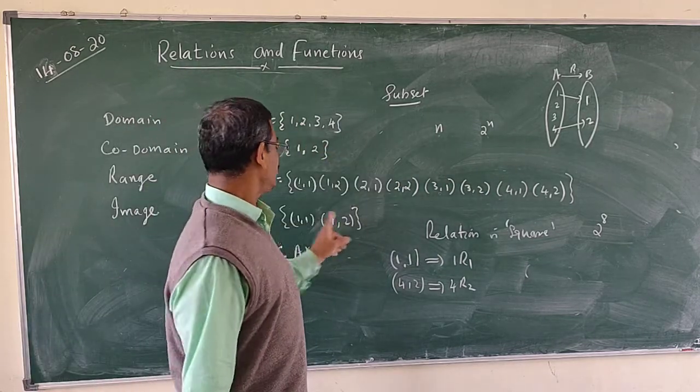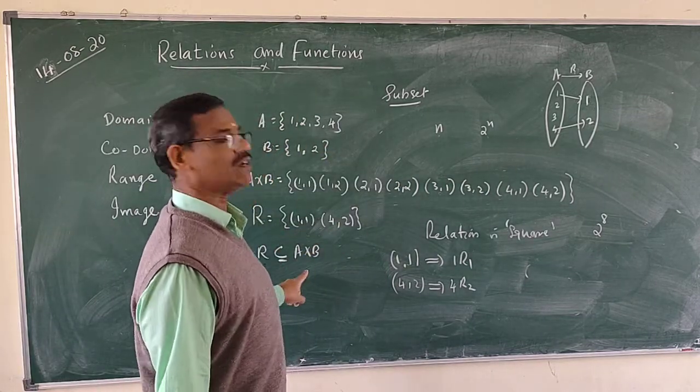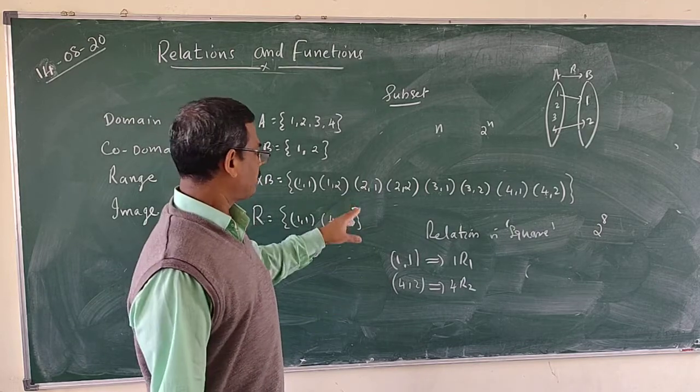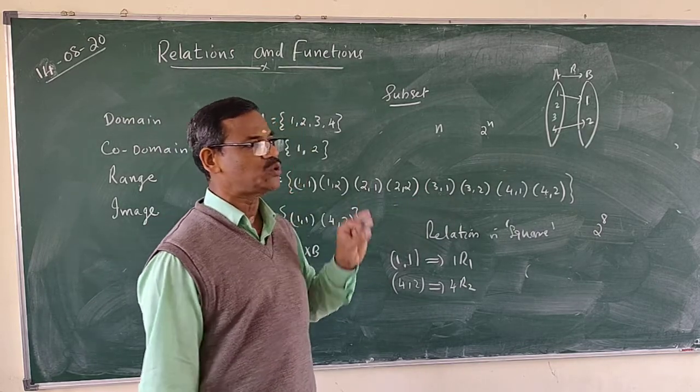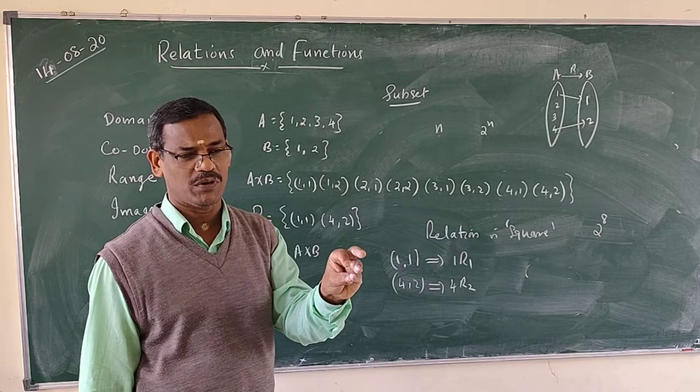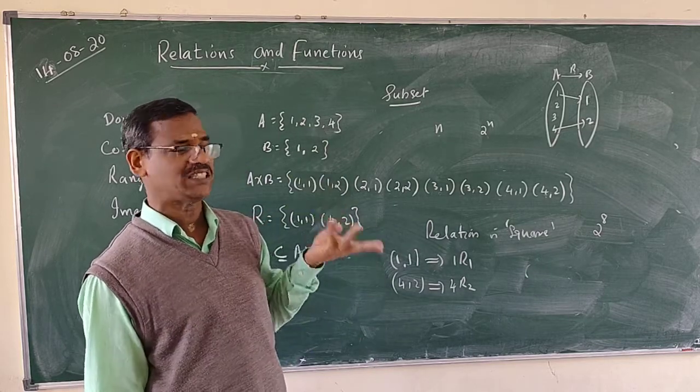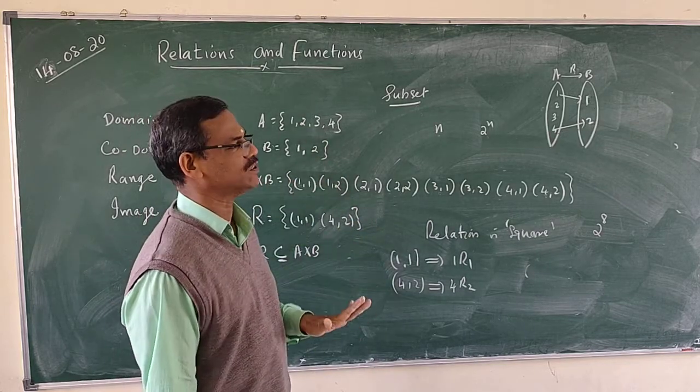A relation is a subset of the product set. And in the product set, if 8 elements are there, 2 raised to 8 subsets can be formed. So that means 2 raised to 8 relations can be defined by using this one.